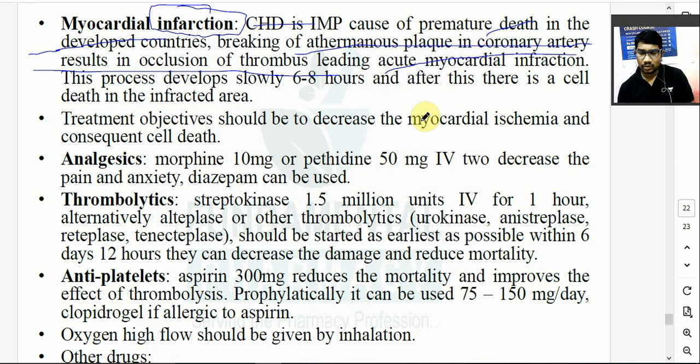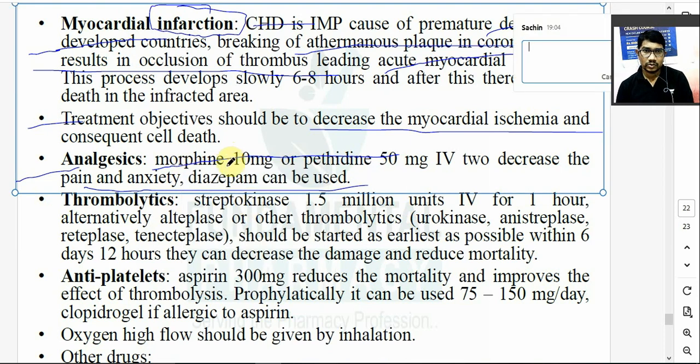Now, if there is a myocardial infarction, what is the treatment objective? The objective of treatment is to decrease myocardial ischemia, by using dilators or antiplatelets. Analgesics are used to relieve pain. So morphine 10 milligram or pethidine 50 milligram intravenously to decrease the pain and anxiety of myocardial infarction. Diazepam can also be used. Okay? So analgesic drugs are used in myocardial infarction.